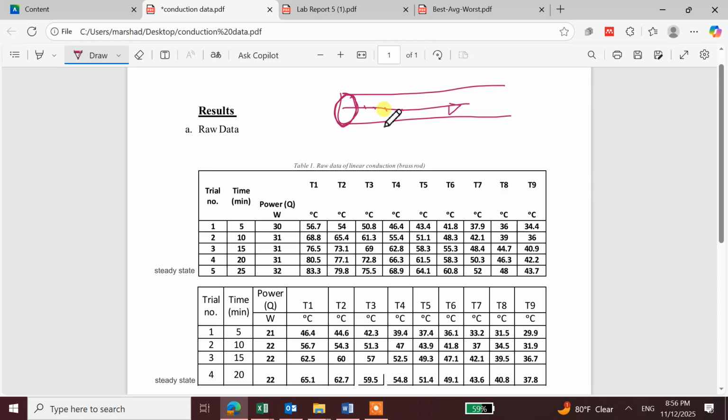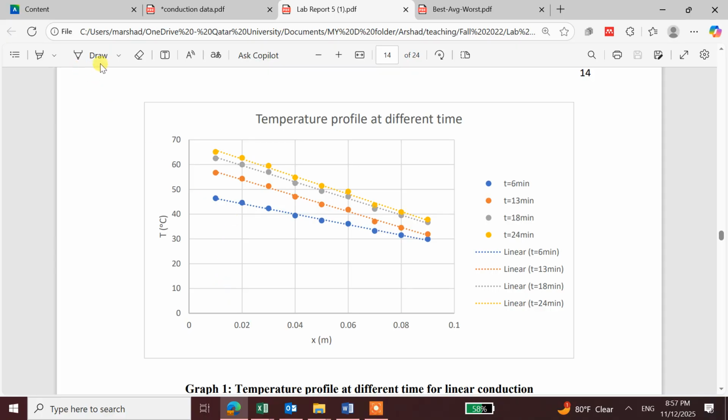At different axial positions, this is known, right? If you see, the positions are 0, 0.01, 0.02, and so on. So at 5 minutes, after applying the heat flux, temperature is this from T1 to T9. After 10 minutes, it increases because we have increased the heat, and so on. If you plot all of them, this versus x, this versus x, this versus x, you will get something like this: temperature versus x at different time.